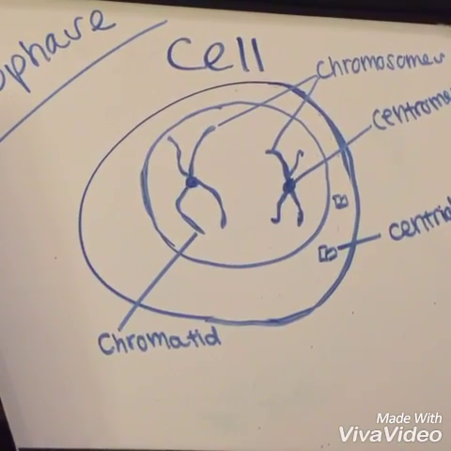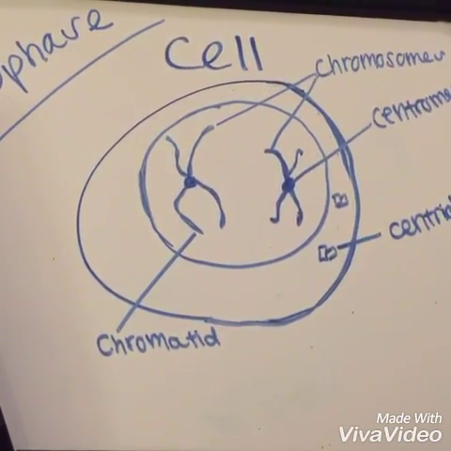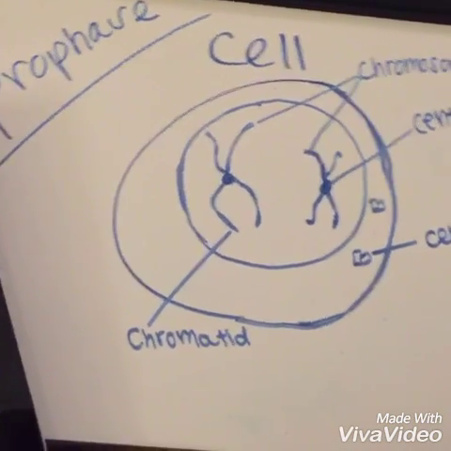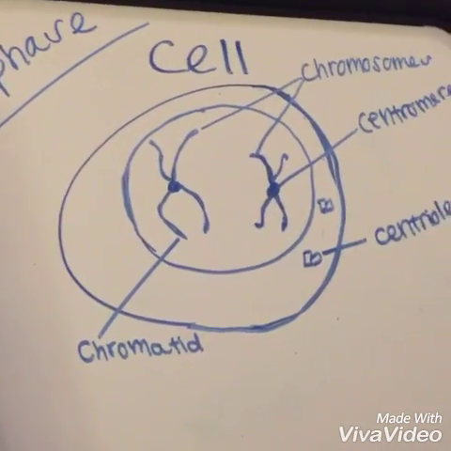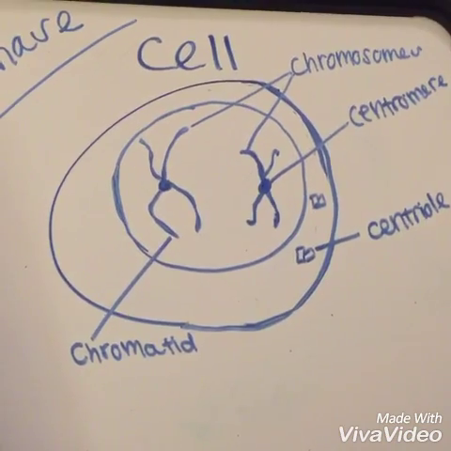Now we are in mitosis. Mitosis is broken down into 4 parts. The first one is prophase. So this is a diagram of prophase.